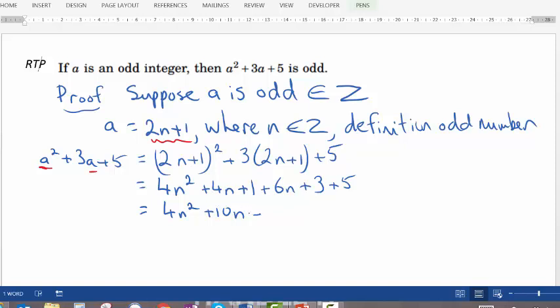3 and 5 is 8, and we want a 1 because we're trying to show that the expression is odd.